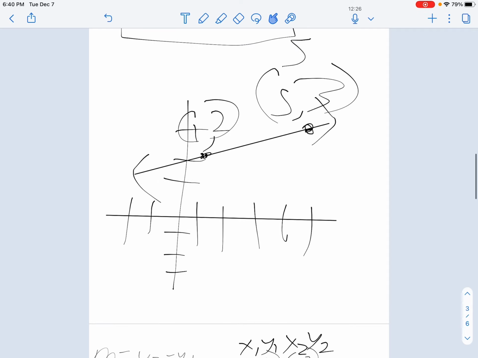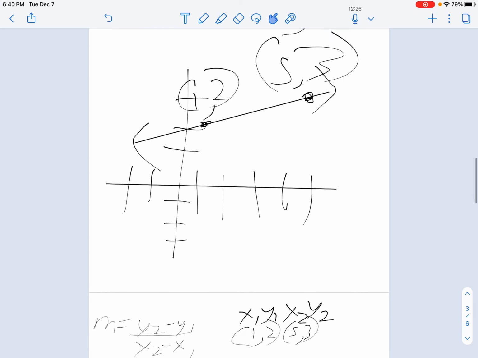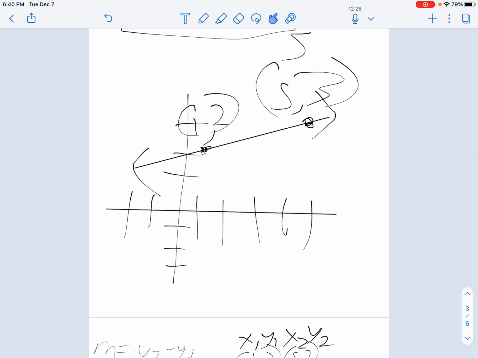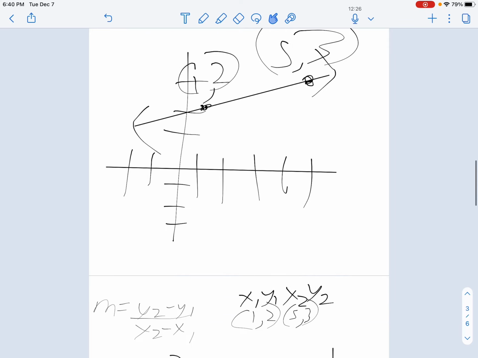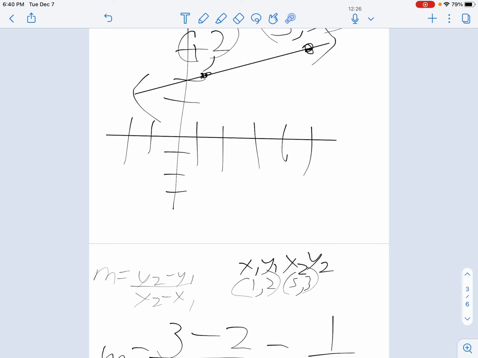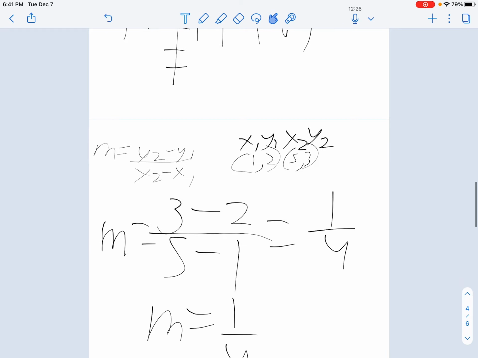So, say we have something like this little coordinate plane. We have our 2 points. Now, in order to find the slope of this, we have to have our formula. Our formula right here, m equals y sub 2 minus y sub 1 over x sub 2 minus x sub 1 is our formula. M is slope, just a letter for slope.